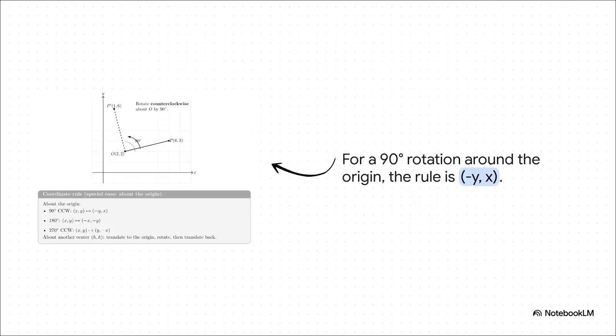Rotation has its own little algebraic trick too. For that 90-degree counterclockwise turn we saw, the rule is you take your point (x, y) and you turn it into (-y, x). So you swap the coordinates and you flip the sign on one of them. And that simple rule gives you a perfect rotation every single time.